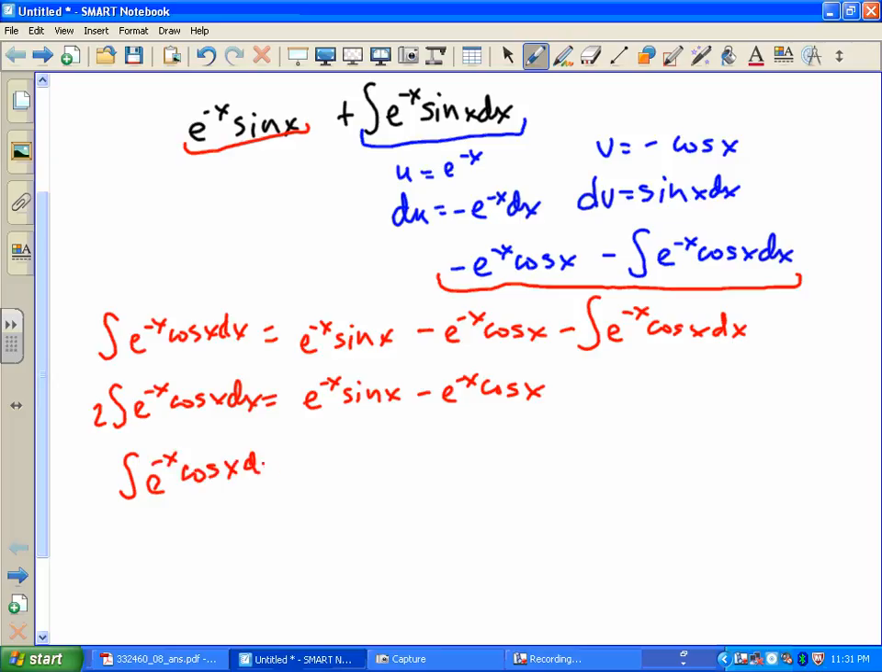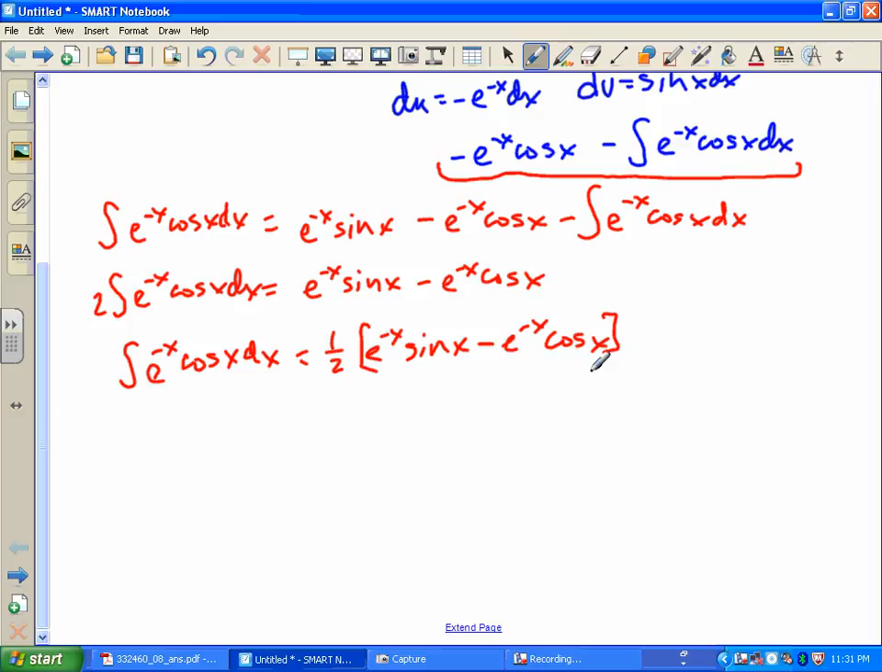Okay, so now we have the integral of e to the negative x cosine x dx will equal 1/2 this whole thing, e to the negative x sine x minus e to the negative x cosine x. Right there. Okay, now we've done the integrating. Now we just have to worry about the bounds. These bounds go from 0 to infinity. Or in other words, we're going to evaluate it from 0 to b and find the limit as b approaches infinity.